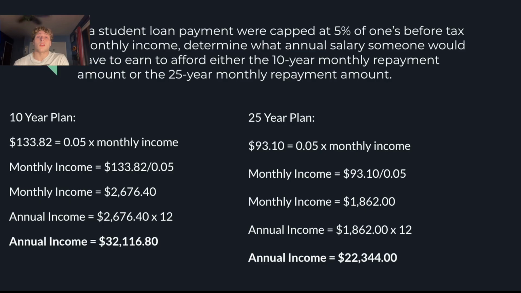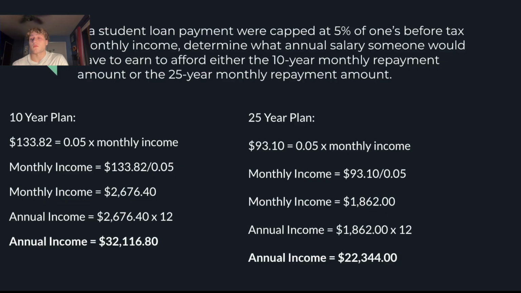Multiply this by 12, and you get an annual income of $32,116.80 for the 10-year plan. And then for the 25-year plan, you do the same thing. Divide 93.10 monthly by 0.05, and you get a monthly income of $1,862, which is much less than the other monthly income, almost $1,000 less. Then multiply that by 12, and you get an annual income of $22,344. So this is almost $10 grand less than the 10-year repayment program.